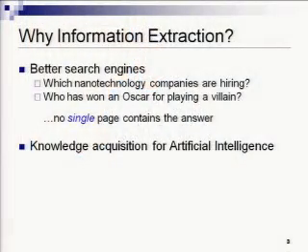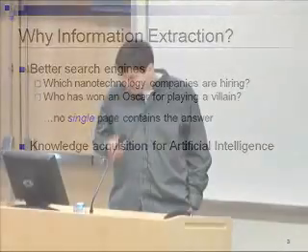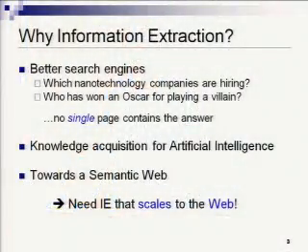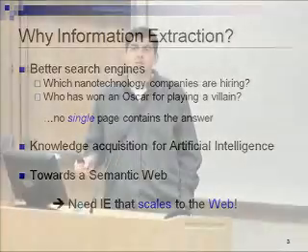Information extraction aims to automate that task so that these more complex questions can also be answered in an instant with a search engine. There are a couple of other motivations, key problems in artificial intelligence and the semantic web. I won't say too much about them, but the point I want to make is that in order to deliver on the promise of any of these applications, we need information extraction that scales to the web. That's a challenging problem, and this is what I'll be focusing on for the rest of the talk.